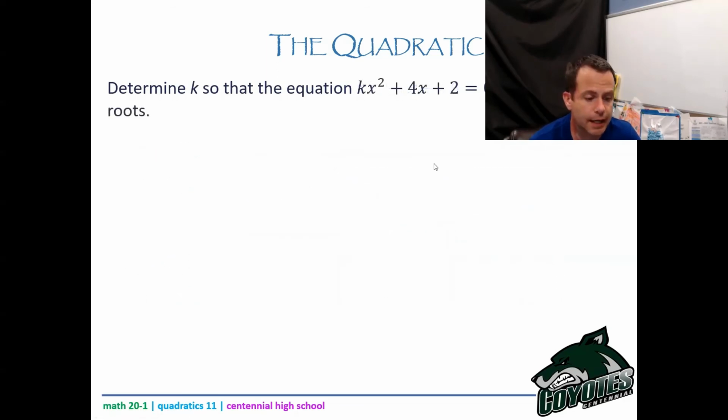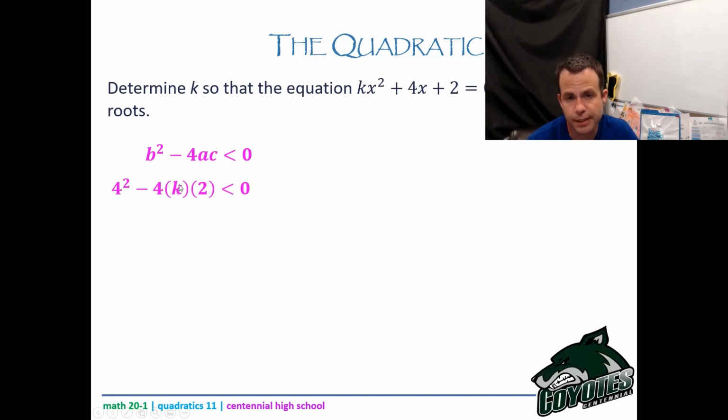Okay, determine k so that the equation kx squared plus 4x plus 2 equals 0 has no real roots. Well, if I want no real roots, that means the discriminant has to be negative. So I use the discriminant and I say it has to be less than 0. I know my a value is k, my b value is 4, and my c value is 2, so I plug that in. 4 squared is 16. This is going to give me negative 8k. 16 comes over here, so that'll be negative 16.